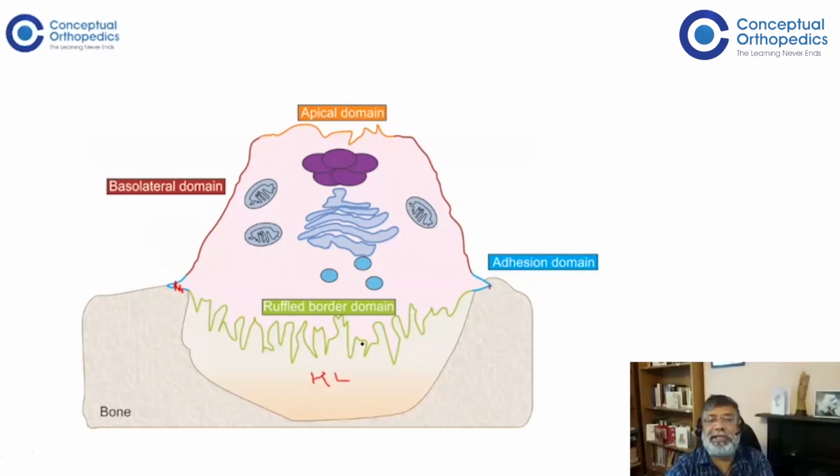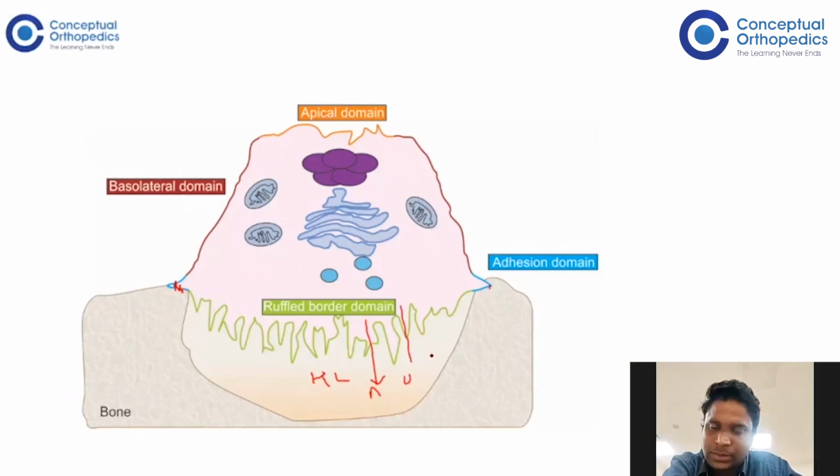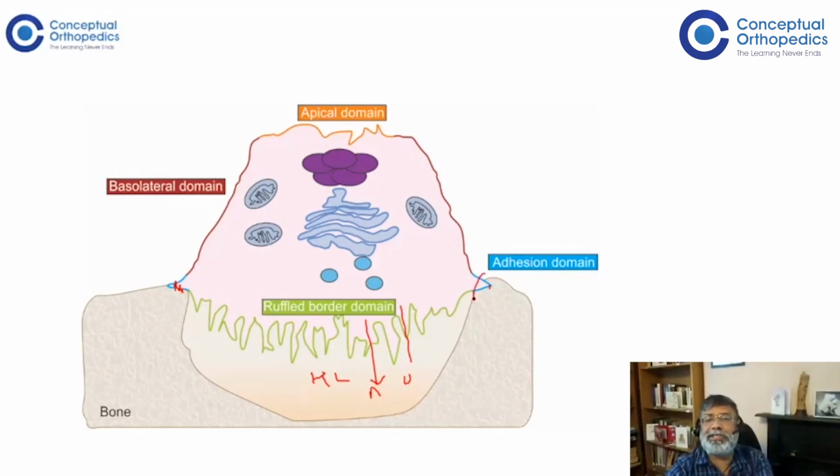It has completely sealed, and now it will release here your acid to dissolve the mineral, and it will release some proteinases to dissolve your proteins. And this whole thing is your Howship lacuna. But first, it has to attach and seal it, and this is controlled with your vitronectin. And then all these are forming granules full of proteinases, and they come and are secreted here.